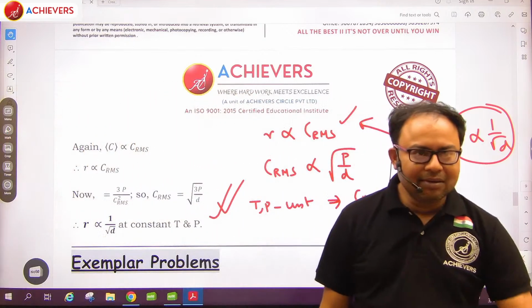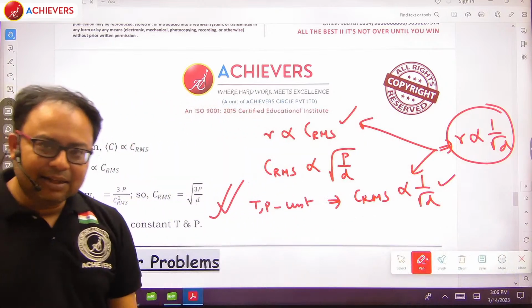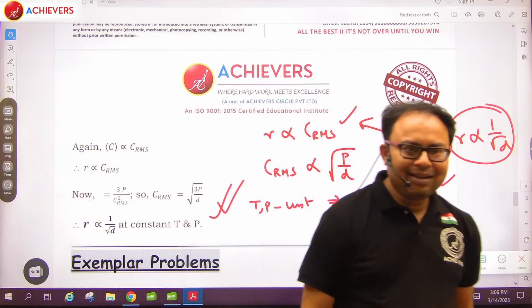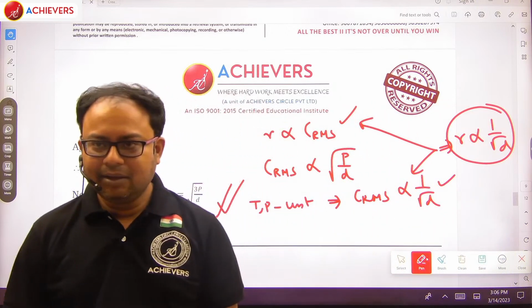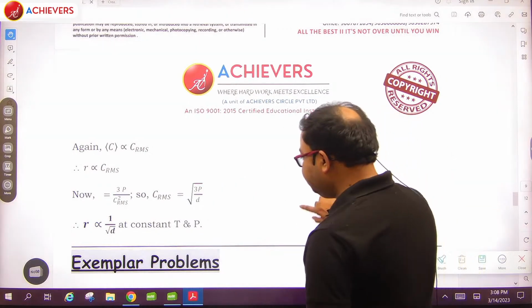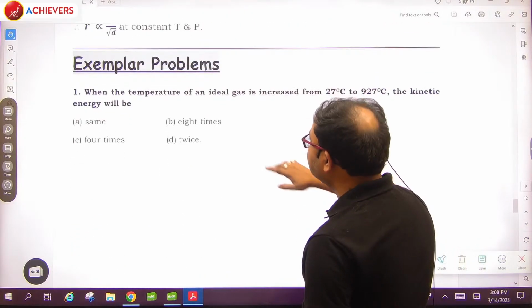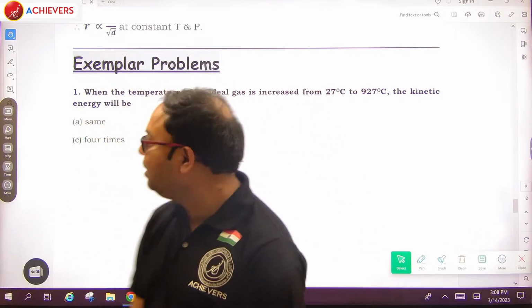Very easily sorted, isn't it? Now, let's move on to some exemplar problems. Let's check.